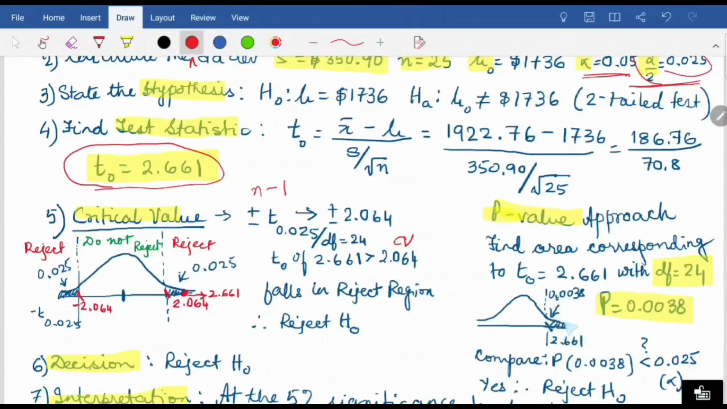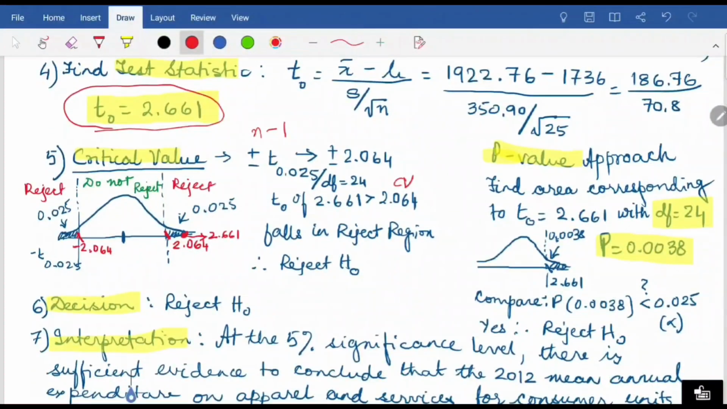And what you can do is find the area on the right-hand side, wherever 2.661 is. And then you have to multiply that by 2, all right? You have to multiply the p-value by 2 just because it's a two-tailed test. And then you compare it with alpha, which is 0.05. All right. Now, if you want, another way of doing it is you can keep it as 0.0038. You need not multiply it by 2.